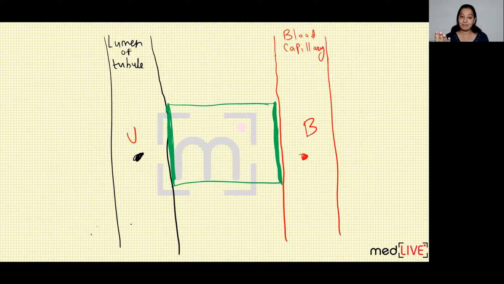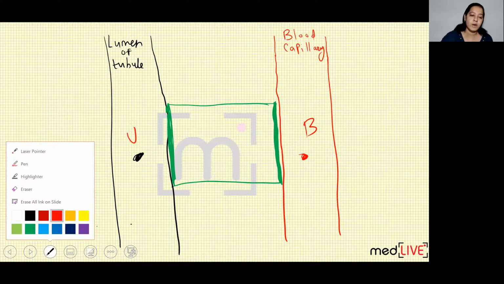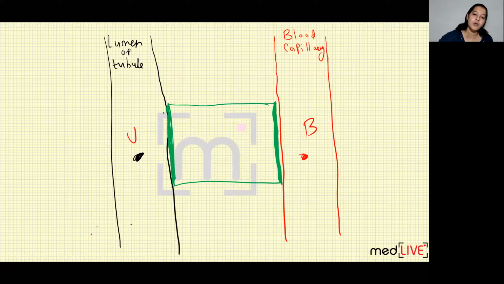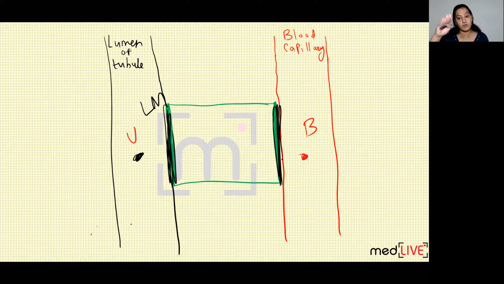The side which is facing towards the lumen of the nephron is known as the luminal membrane, because it is facing towards the lumen. And this surface of the epithelial cell, which is facing towards the capillary, is known as the basolateral membrane. So each epithelial cell has two membranes: one is the luminal membrane, luminal surface, and the other is the basolateral membrane or basolateral surface. Correct? So this is the basic.